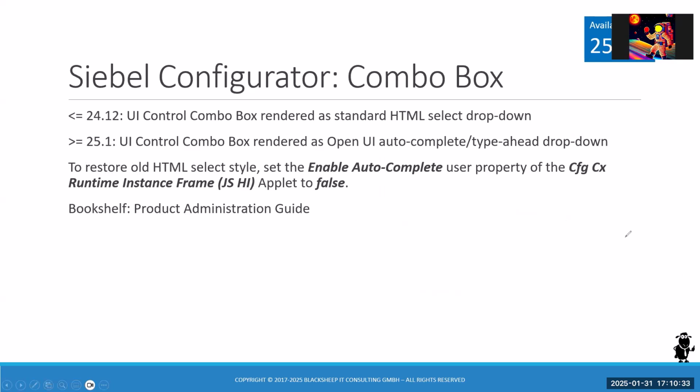And then in the product administration guide, there is mention of the standard renderer for the Siebel Configurator combo box. When you use the Siebel Configurator for product configuration, you can pick your controls for the fields. If you pick the combo box, it looks like a standard HTML boring select. And in 25.1, it looks more like OpenUI, or it is actually rendered probably using the jQuery autocomplete. So it looks like any OpenUI dropdown and has a type-ahead feature. And you can obviously also restore the old style by setting a user property in that special applet. So that's also a welcome change.